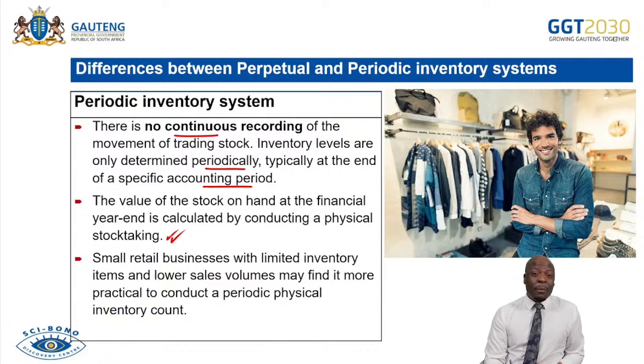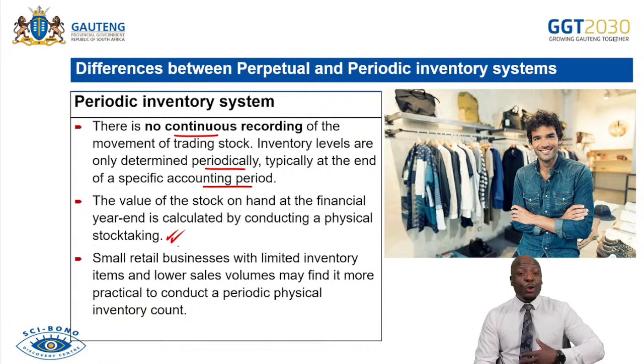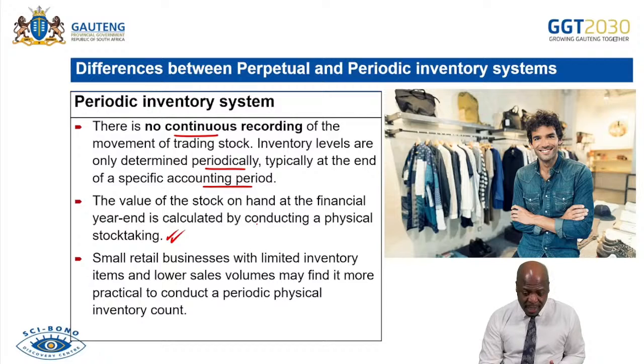As I was saying earlier on, such outlets would not have huge quantities of stock because they need to count them physically. So they need to have manageable stock levels. Hence, you would see it is mostly small businesses that may use this kind of system. Small retail businesses with limited inventory items and lower sales volumes may find it more practical to conduct a periodic physical inventory count. So stock amounts really play a major role. They must be at a point whereby we can count them physically.